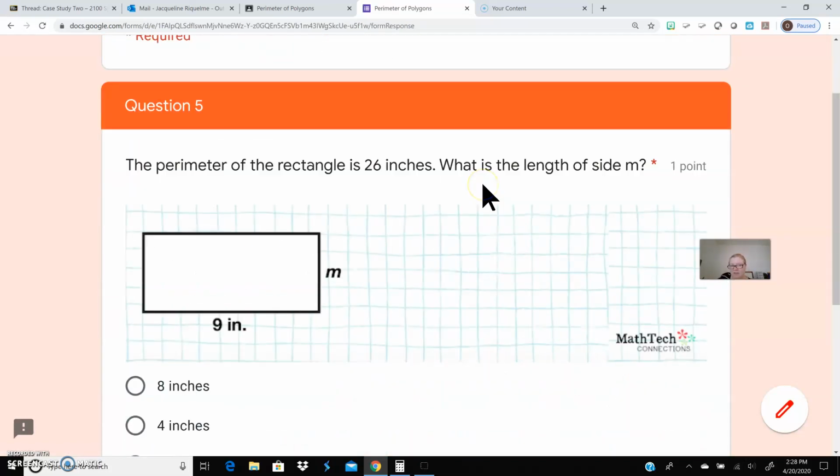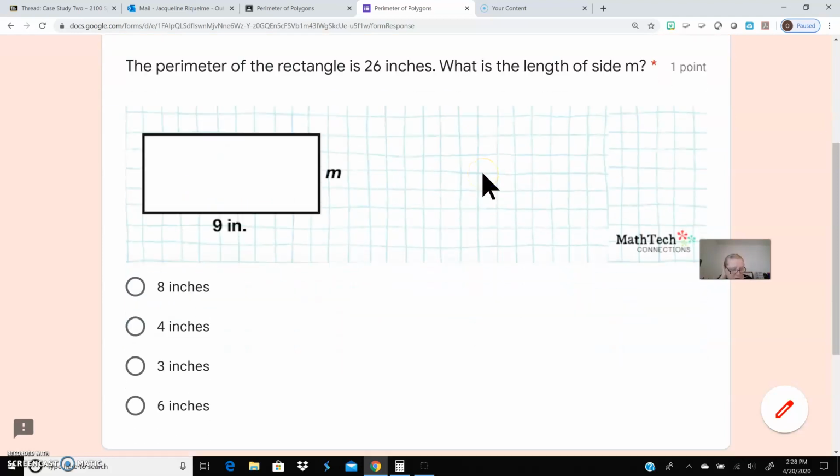Okay, question 5. The perimeter of the rectangle is 26 inches. What is the length of side M? Okay, well, I have to figure out, because I'm missing a side, 9 times something. Okay, let's figure it out. The perimeter, okay, we're doing perimeter here. So I know 9 plus 9, I'm going to write on my board because I need to write as I'm talking. So I know the top is going to be 9, the bottom is 9. 9 plus 9 is 18.